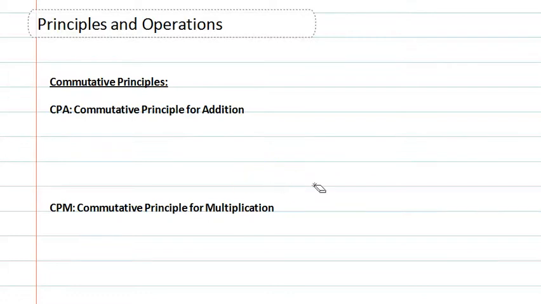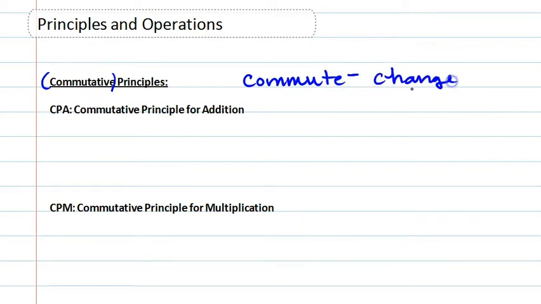This video is called Principles and Operations. We're going to start with what we call the commutative principles. Commutative, or commute, means to change locations. We're going to talk about the commutative principle when it applies to addition and when it applies to multiplication.